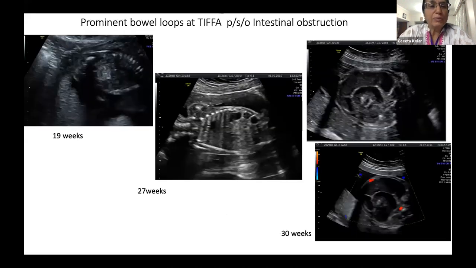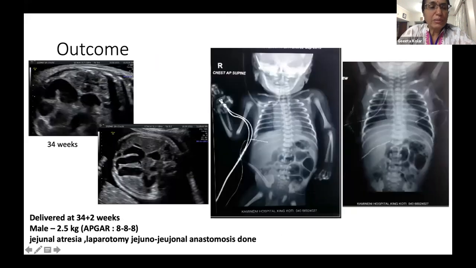Now, this is a case where you find an echogenic small bowel at 19 weeks. At 27 weeks, you find that there are multiple small bowel loops which are dilated. By 30 weeks, you find so many bowel loops dilated. And what is the outcome? By 34 weeks, you find there are multiple small bowel loops which are dilated. So the patient had a delivery at 34 weeks, a male baby of 2.5. You find multiple dilated bowel loops, and this baby had jejunal atresia, had a laparotomy, and jejuno-jejunal anastomosis was done.